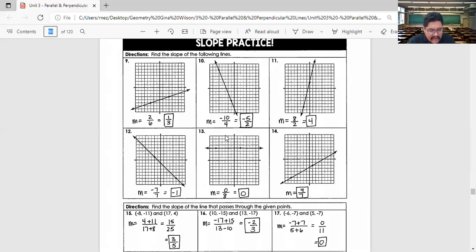Yeah, so they give you just the lines, and it's up to you to find out what the slope is. And you can see right there that already you have some of them that you would need to plug in. So some you use the graph, others you plug in with.